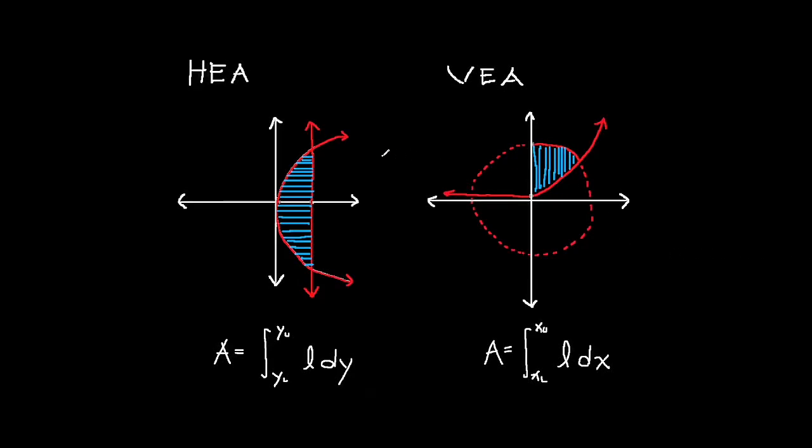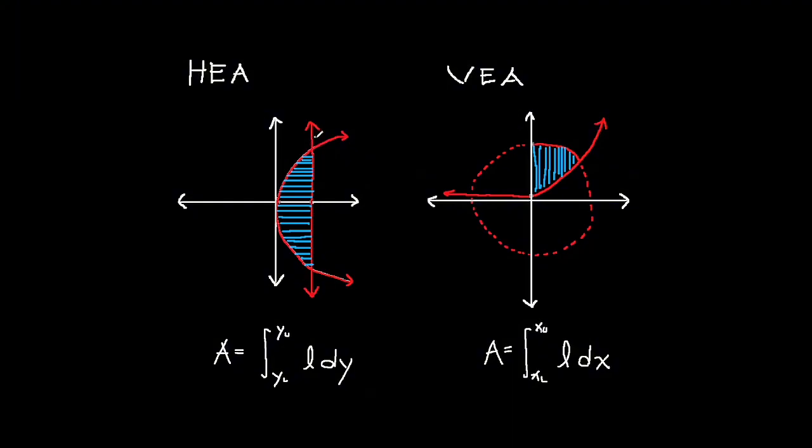This is my way of solving and identifying kung HEA ba yung gagamitin natin or VEA when it comes to finding the area by integration or area between two curves. So in this case, I have a visualization here. Sa HEA, kung napapansin nyo, we have horizontal lines. And sa VEA naman, we have vertical lines. So that is the meaning ng H and V natin dito sa acronym natin.